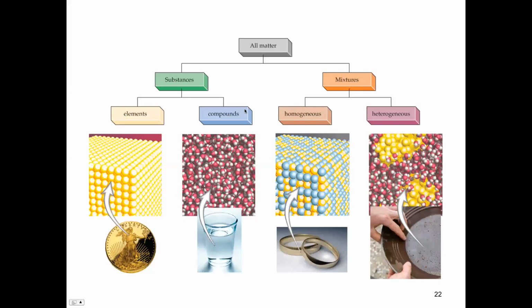Whereas a mixture, you can take elements and you can take compounds and you can make mixtures, right? So a homogeneous mixture is going to be uniform, but you can separate it, and we're going to do that in lab, right? A heterogeneous mixture is one that isn't uniform, all right? So we're going to be doing the heterogeneous mixture in lab, all right?